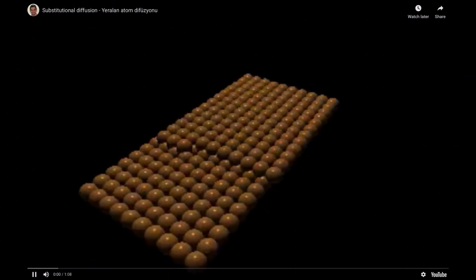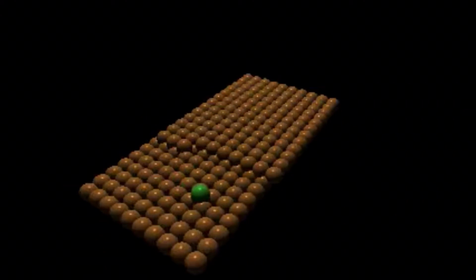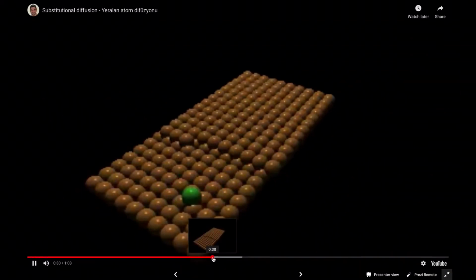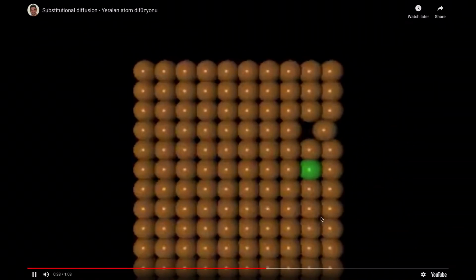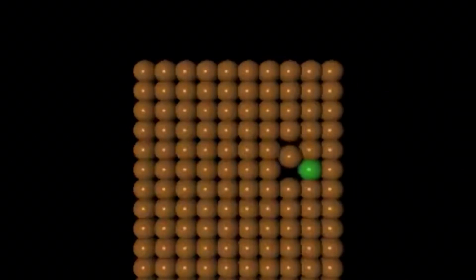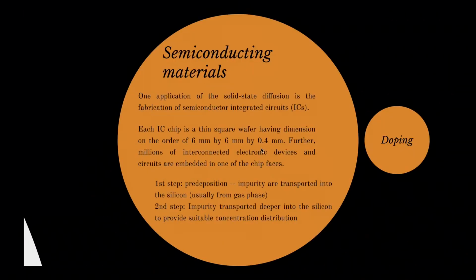This is a substitutional diffusion simulation. So it can move like this. It's the simulation. We can try to watch it. I think it's quite easy to see the movement.